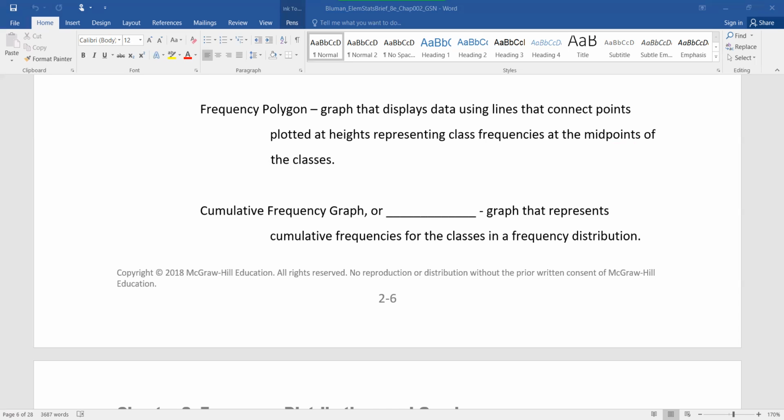Oh, good. But this is what we just filled out. Oh, I could have started with this graph. Oh, well, whatever.